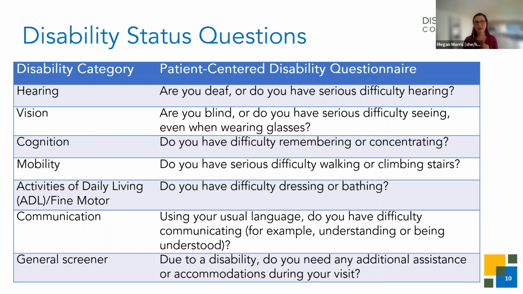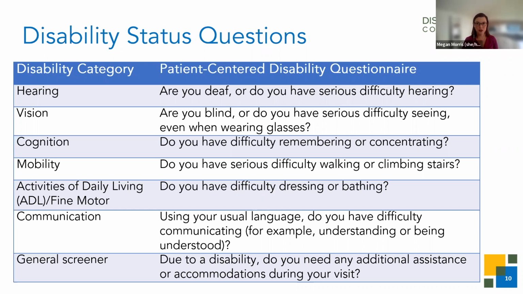And really briefly, these are our categories. We had a question around hearing disability, vision disability, cognition, mobility, activities of daily living, and fine motor, and then finally a communication question. We additionally asked a general screener question that stated, due to a disability, do you need any additional assistance or accommodations during your visit?